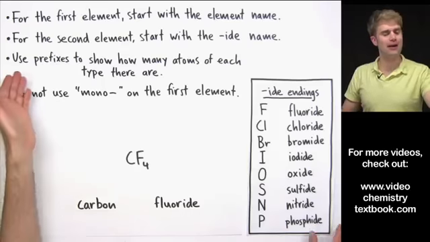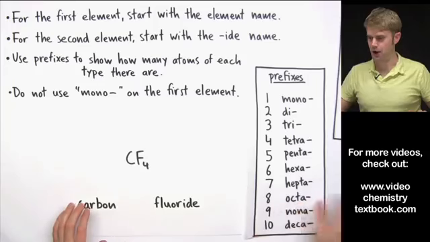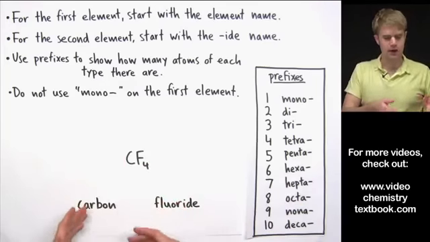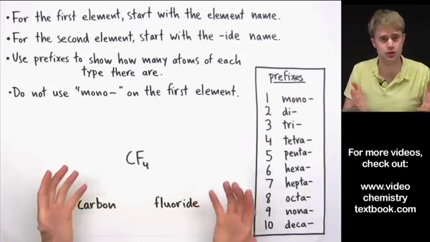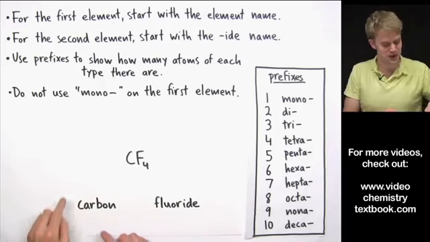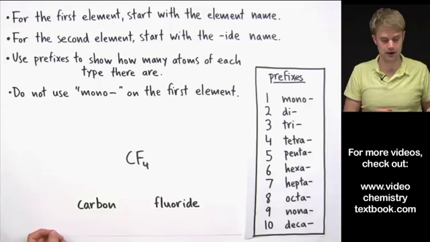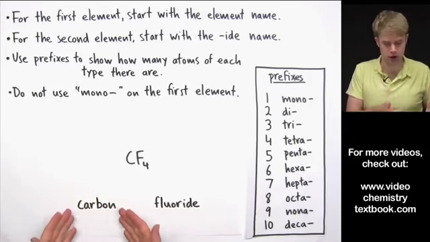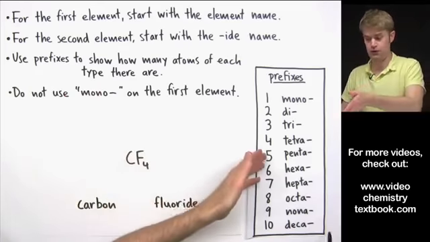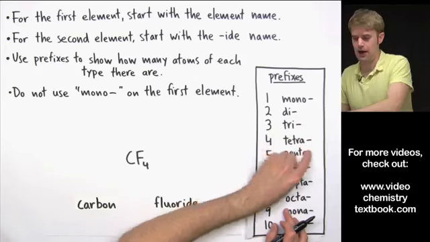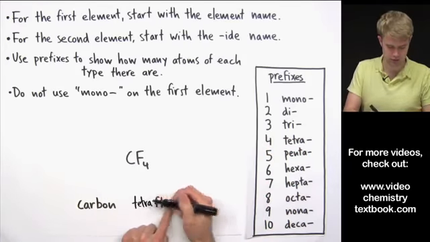Now we get to the prefix part, and this is where things change a little bit. It says do not use mono on the first element. Carbon here, we only have one of them. So you might want to use mono and put it in front of here. That would be a perfectly logical thing to do. But for whatever reason, we don't use mono on the first element if there's just one of them. We just leave it like this. You don't put anything there. So we have one carbon, we're just going to call it carbon. And then for fluorine, in front of fluoride, I'll put the prefix just like I would any other time. So I have four of these fluorines, so I'm going to call it tetrafluoride.